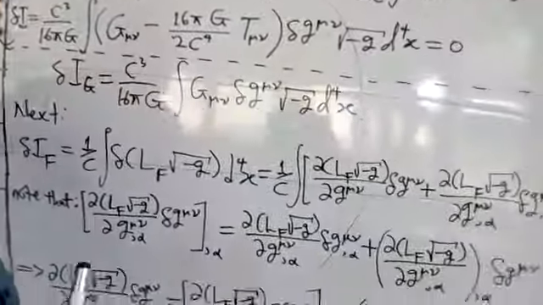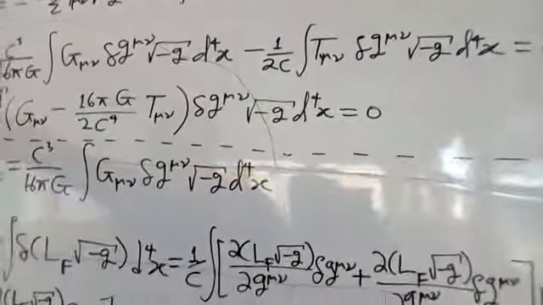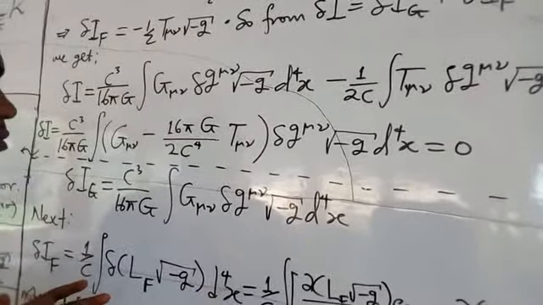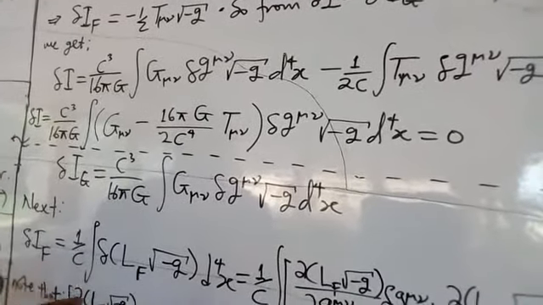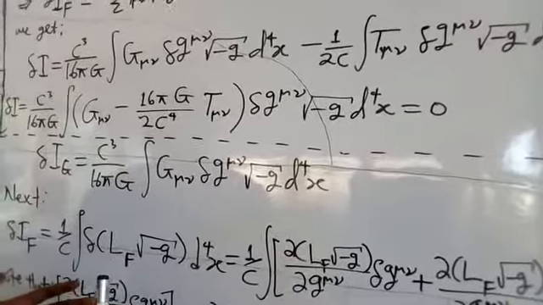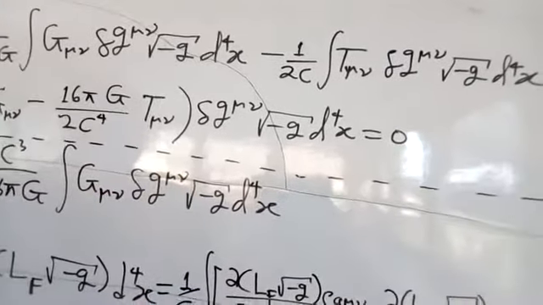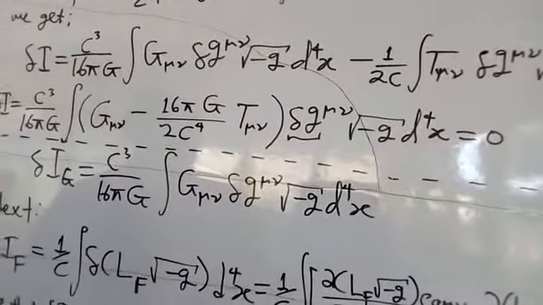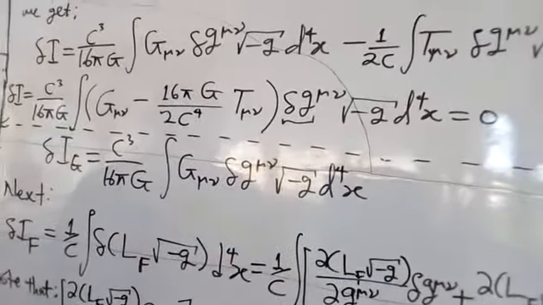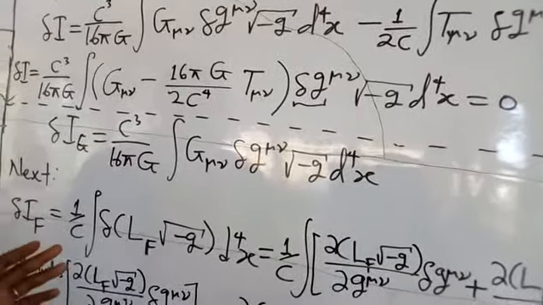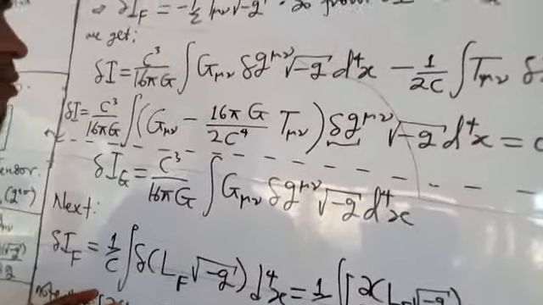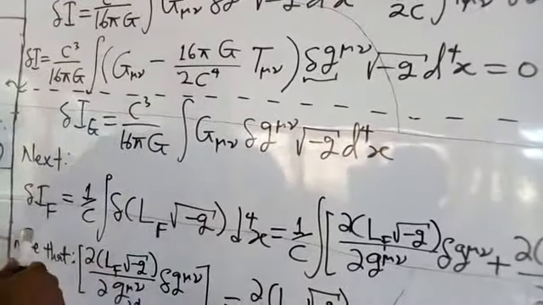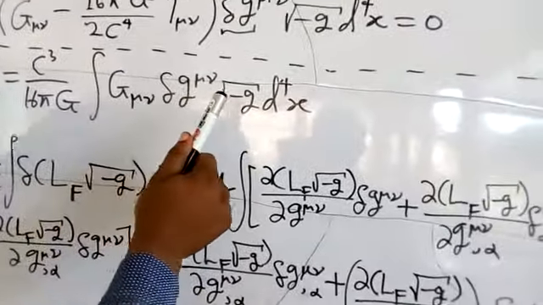Now take note of this. Right from the beginning in our variation of I sub g, we didn't list or mention what variables we choose to vary the action with respect to. But now you can see in the end that it automatically comes out with g mu nu being the variable with respect to which we are carrying out this variation. We didn't even mention it right from the beginning.